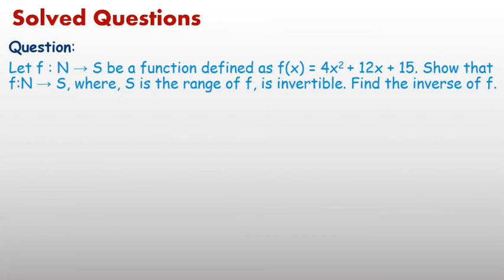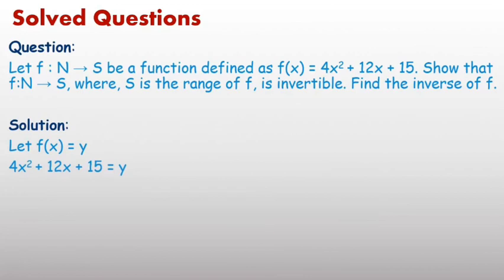Next question. f is a function from N to S, where N means natural numbers and S means the range of f, so that f is invertible, and find the inverse of f. Same process, same steps. f(x) equal to y. Put the value of f(x) from the question and find x in terms of y. 4x square plus 12x plus 15 equals y; by making a bracket square, (2x plus 3) whole square plus 6 equals y.